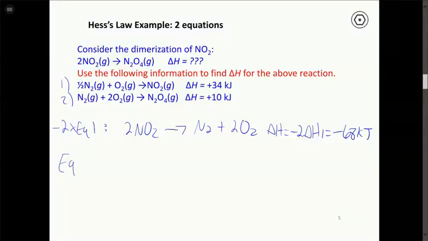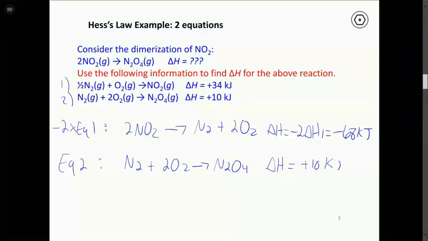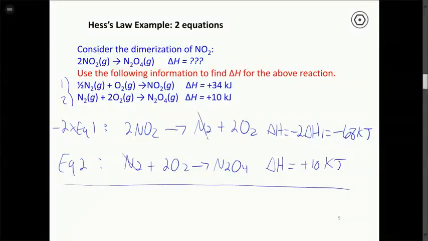So if we just take our second chemical equation and add it directly to that, N2 plus 2O2 goes to N2O4. Delta H for this is unmodified. It's just plus 10 kilojoules as it was given to us because we didn't change the coefficients or the order for the second equation. And now when we add these two together, we have N2 canceling out because it's a product in the first reaction and a reactant in the second. We have two O2s that cancel out that are formed in the first reaction and consumed in the second.